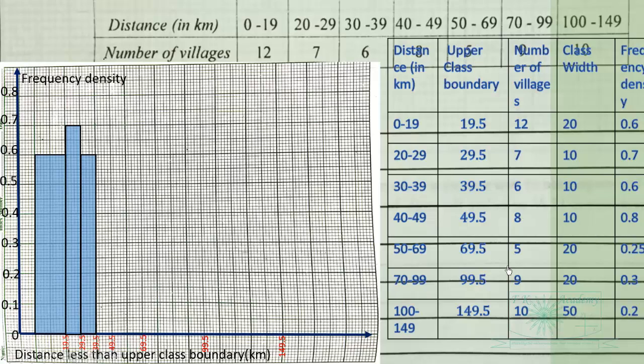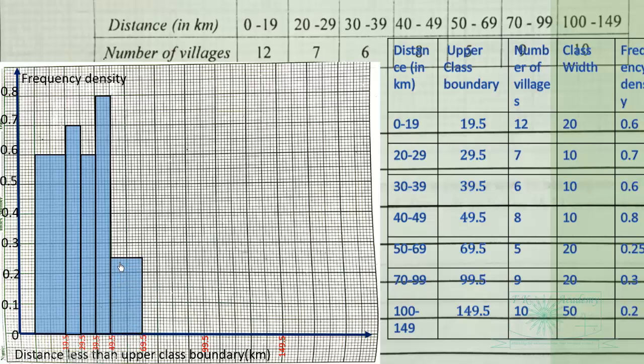Then we continue like that for 49.5, 39.5 up to this, the width is still 10. So I draw the histogram with a height of 0.8. Then 69.5. So from 49.5 to 69.5, the width is 20. So I need to get 20 width here. So that is the 20. So I'll draw the histogram to cover that area.